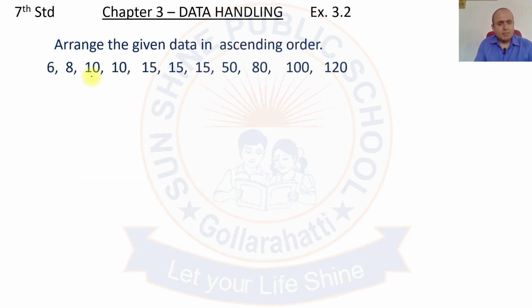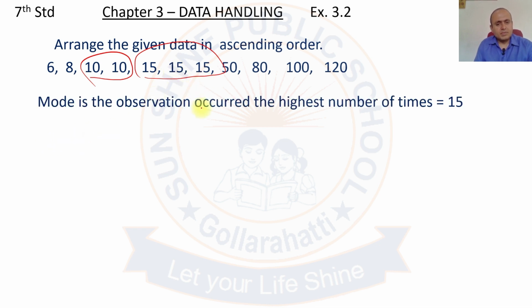Here we can see that the number 10 appears 2 times and 15 appears 3 times. The number that appears the maximum number of times is 15. Therefore the mode is 15. Mode is the observation that occurred the highest number of times, equal to 15, and the median is the middle number of observations. So here there are 11 terms.